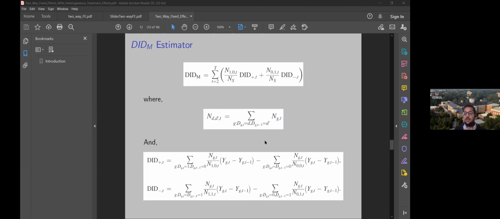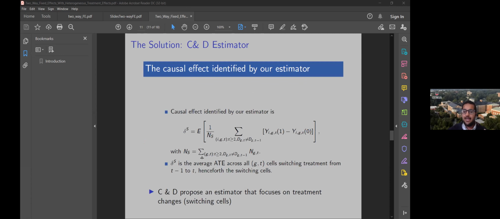So essentially what they propose is this DID estimator, called DIDM, which is a weighted average of those who are joining. Plus just means those who are joining the treatment, and negative means those who are leaving. And what this N10T means is you count everyone who is actually going from 0 to 1, who is joining in a particular time period, and this N01 means everyone who is leaving. So you're weighting it by that. And NS is everyone who is in your switching cells.